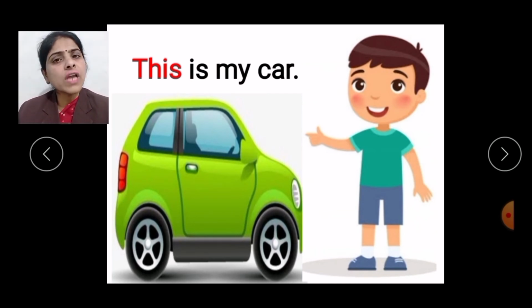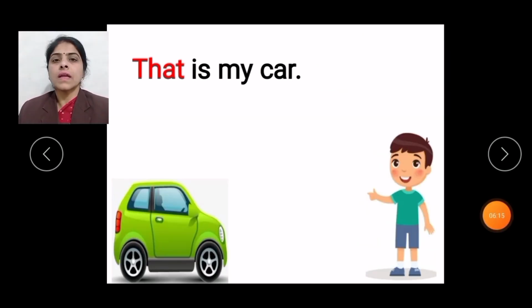But which kind of pronoun it is? As it is pointing towards a specific car, my car, it is a demonstrative pronoun. Also, you can notice this is used for a specific singular object, which is near. Let's have the next example.